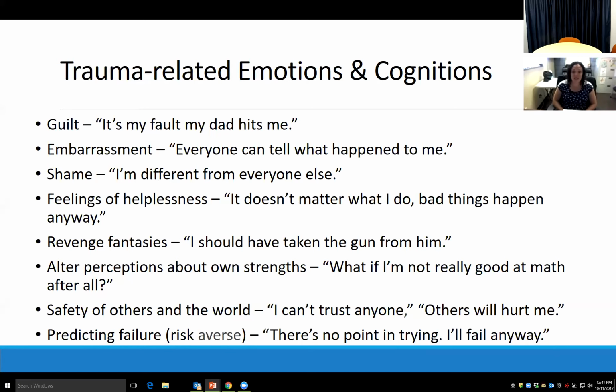I should have taken the gun from him. Altered perceptions about your own strengths. What if I'm not really good at math after all? Concern about safety of others in the world. Thoughts like, I can't trust anyone. Others will hurt me. And predicting failure or being risk averse. So there's no point in trying, I'll just fail anyway.